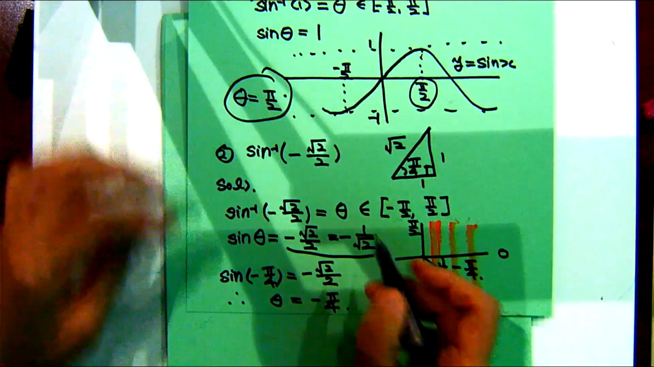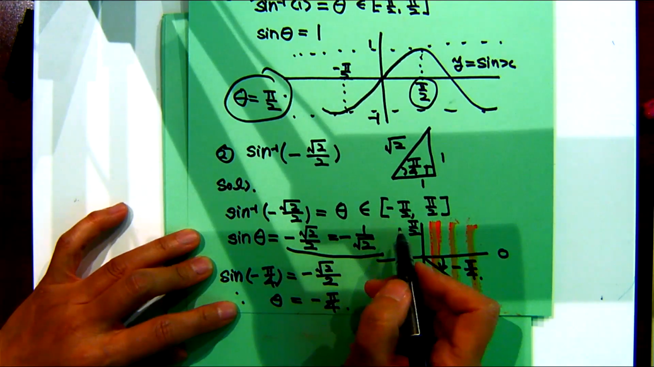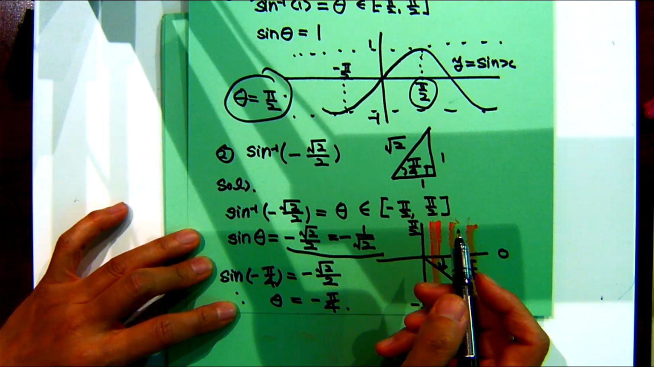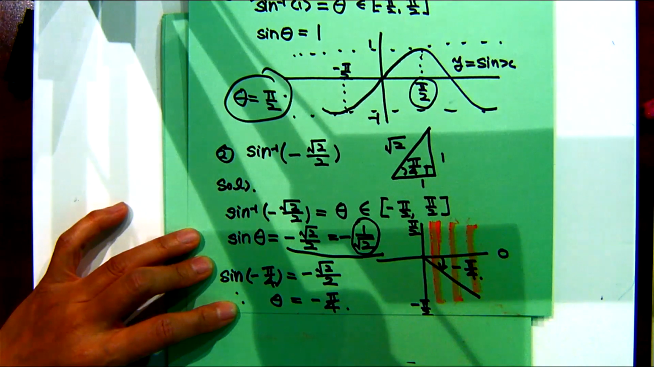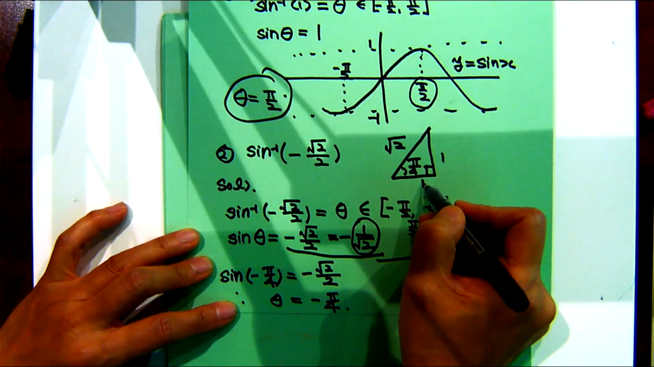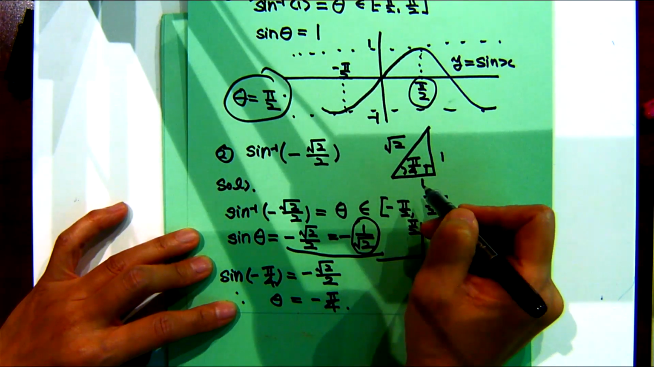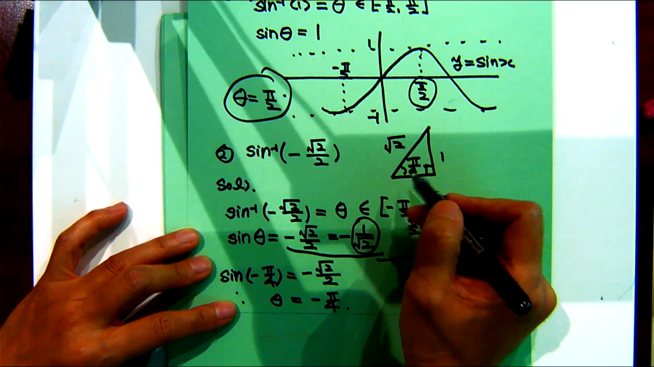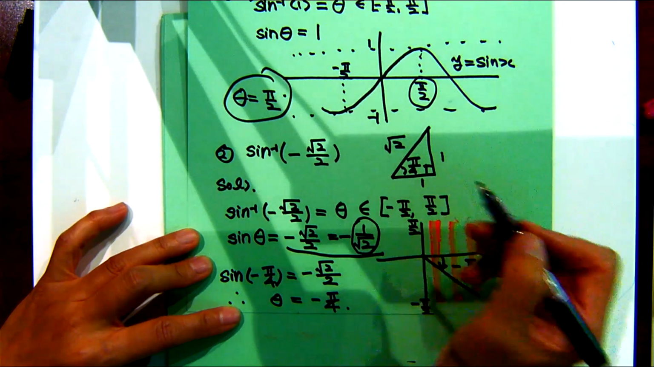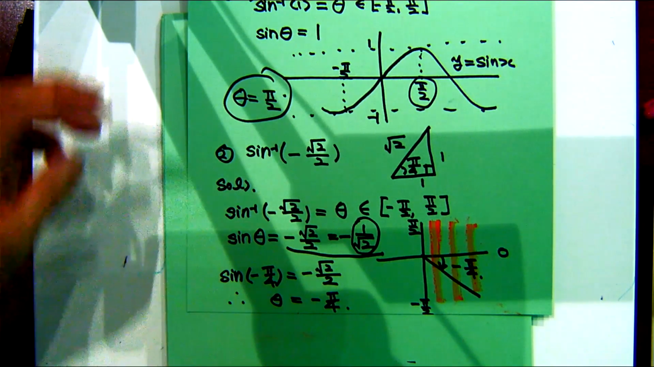Okay, so this one is negative 1 over square root of 2. We are looking for the reference angle, right? So this value is particularly related to the 45-45-90-degree triangle, right? And the value is 1, square root of 2, so pi over 4. Okay, so the reference angle is pi over 4. Did you understand? And then do you need more?